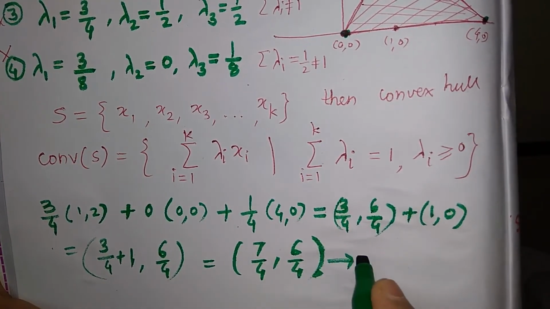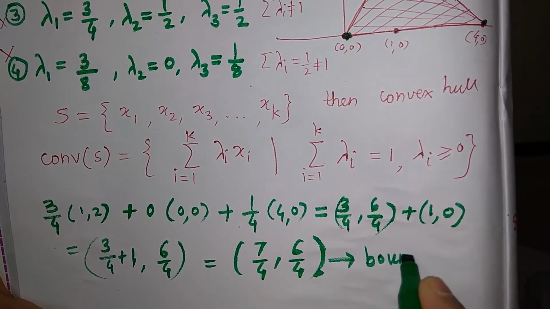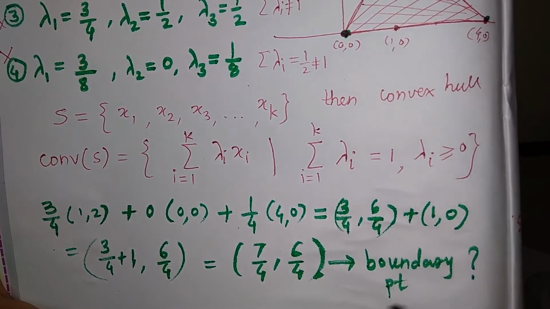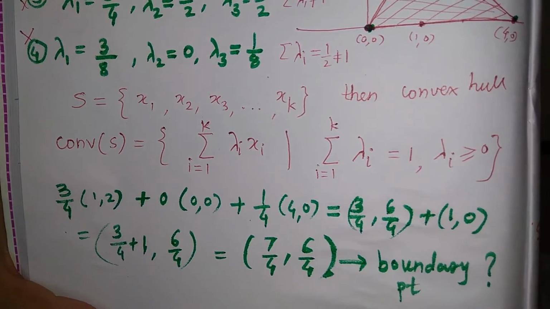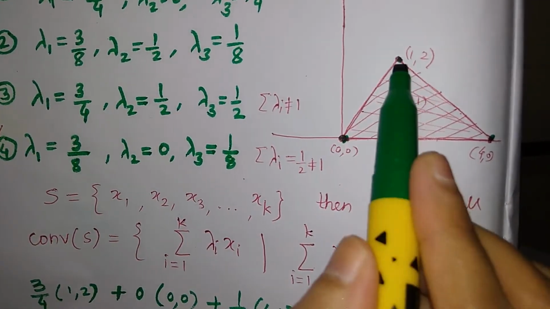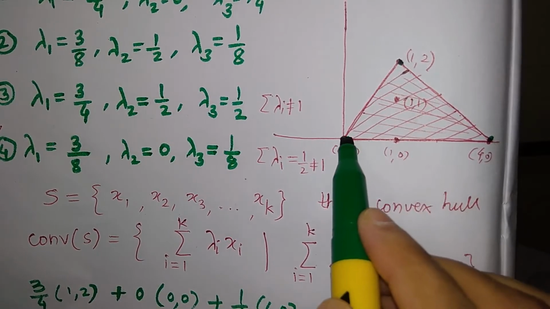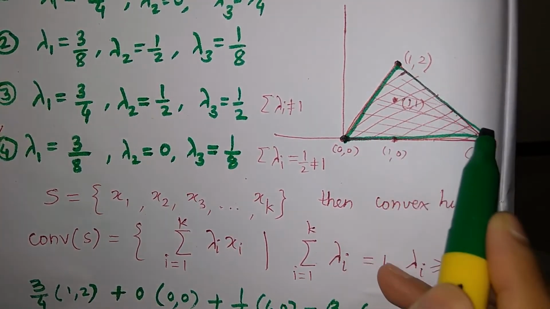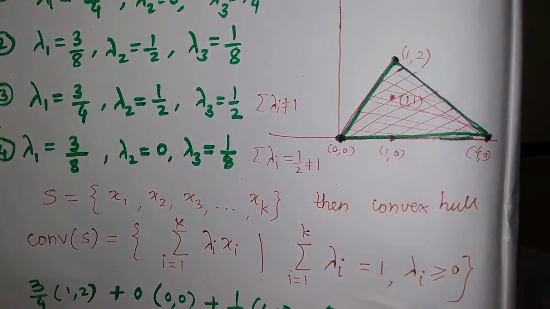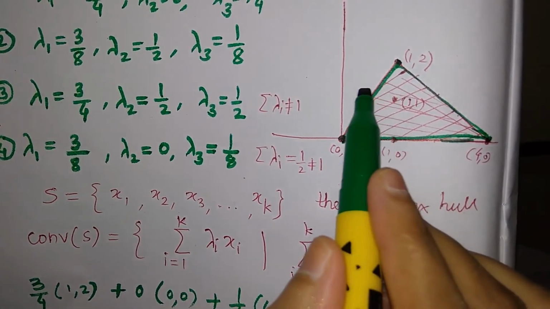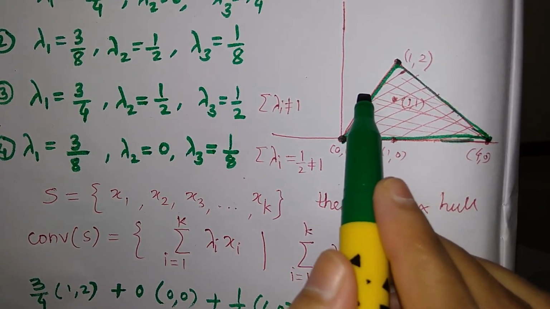So let us check whether this is a boundary point or not. So this is our question. Is this a boundary point? So the boundary points are just the points on these lines, right? From this line or this, right? These are all the boundary points. So how to check that? You just take the equation of this line. So what is the equation of this line?